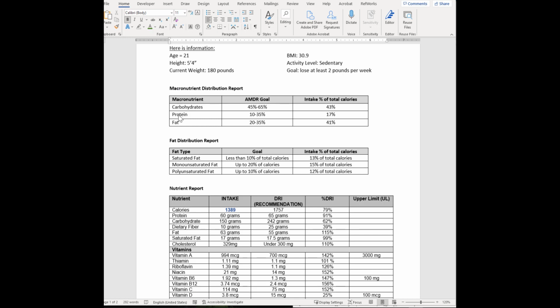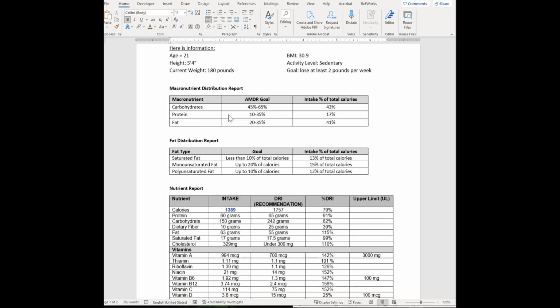In the first column, we have the breakdown of macronutrients. In the middle column, we have the AMDR goal. This is the acceptable macronutrient distribution ranges. And then we have the intake of this case study. The AMDR identifies what percent of the total calorie intake should be consumed by an individual. So for carbohydrates, an individual should consume 45 to 65% of their total calories.